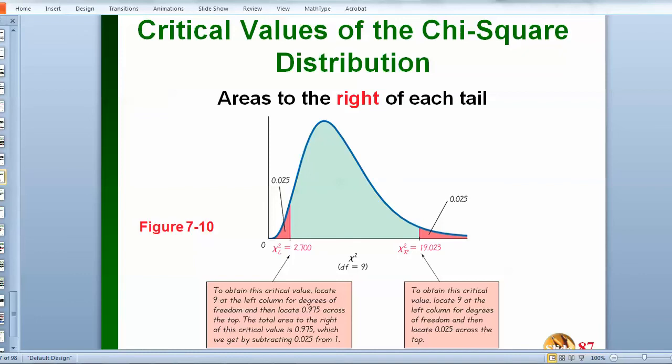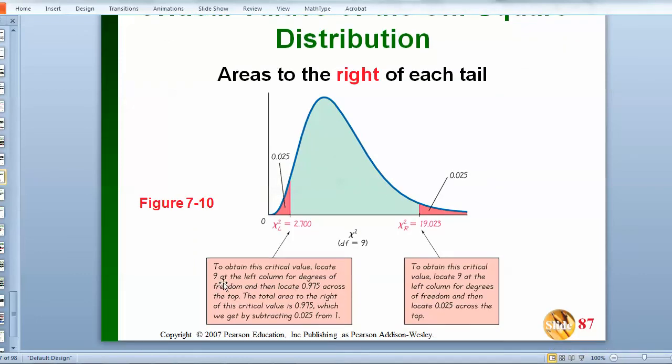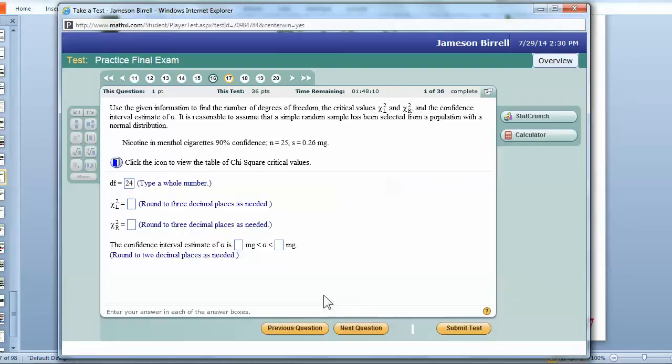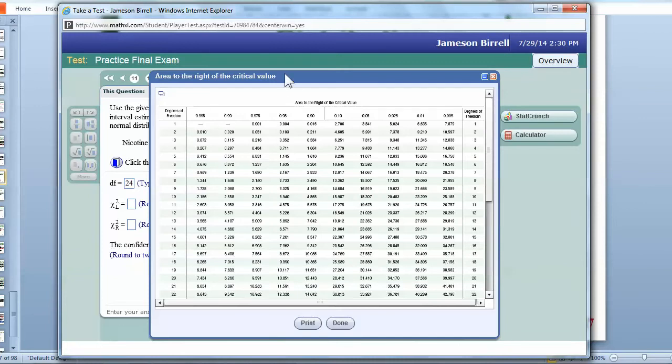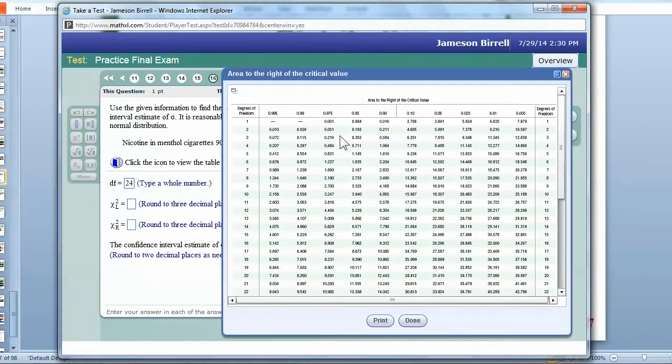Let's scoot it down a little bit. Read the description here. To obtain the critical value, locate the degree of freedom at the top left column, and then locate 0.975. That's because if theirs is 95%, and then they want the additional 2.5%, that sum is 97.5. So ours is going to be 5% plus 90, so we're going to look up 95%, which is right here, even though it's super tiny, even for me.